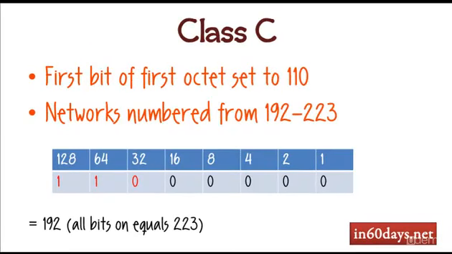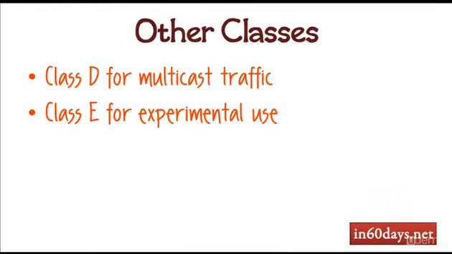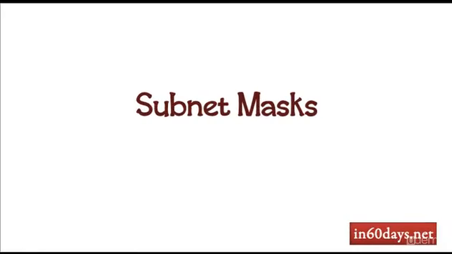Class C addresses, the first 3 bits have to be used now on the first octet, and they have to be 110. Now, if you have a 0 in all the other columns, you'll have the number 192, which is basically 128 plus 64. And if you turn all the available bits on in the first octet, then it will give you 223. And by all means, put these numbers in and work it out for yourself. So I've mentioned what the other classes are used for.